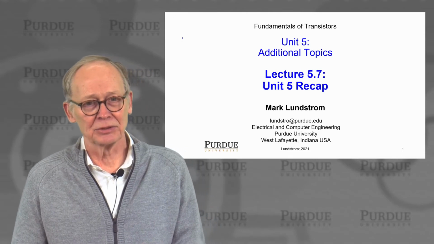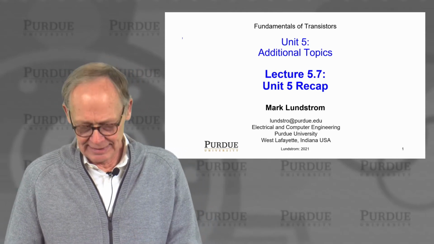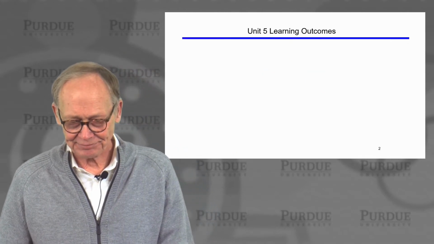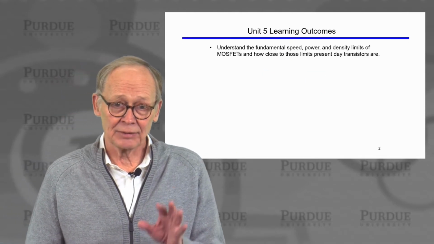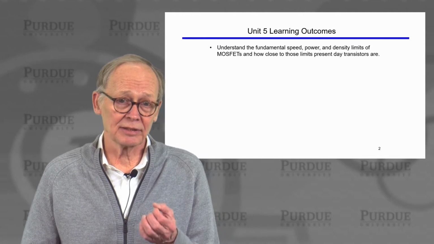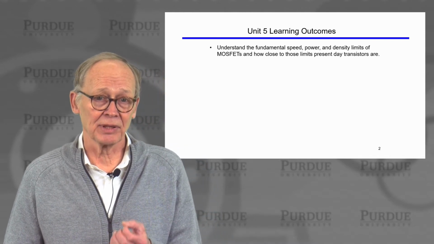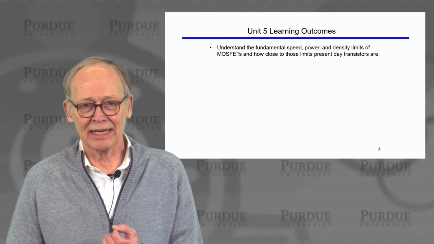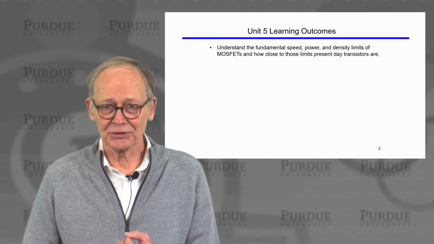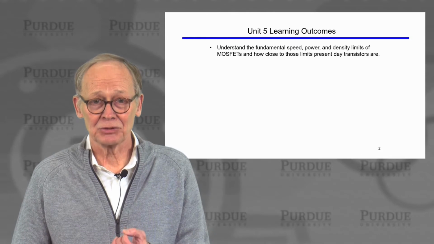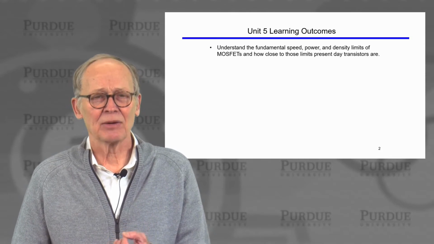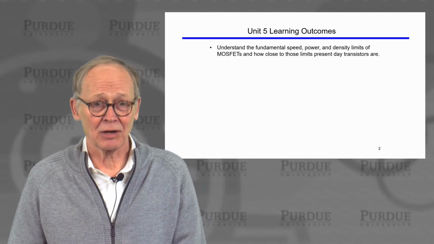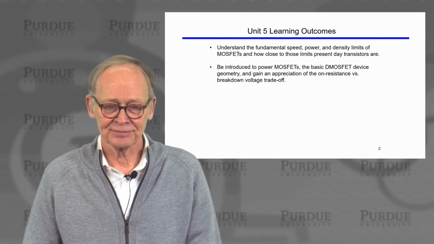And what I would like to do is just quickly go through this set of topics that we discussed in Unit 5. The outcomes that we sought here, first of all, we wanted to develop an understanding of the fundamental limits of MOSFETs. MOSFET dimensions have shrunk down for many, many years. We're beginning to approach those limits, and we wanted to develop an understanding of how close are we? How far have we to go?